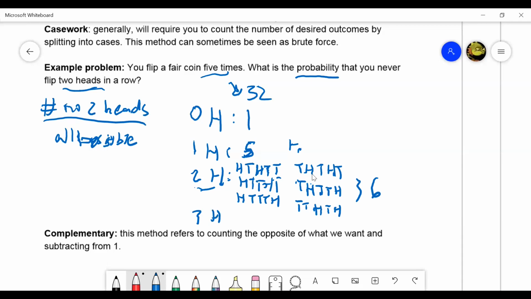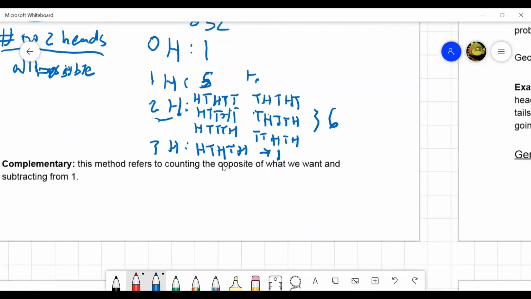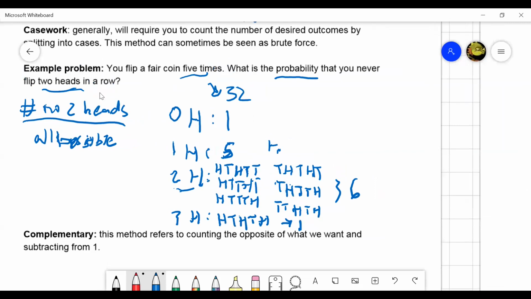And the last case, where you have 3 heads, there's only one way to do this: heads, tails, heads, tails, heads. So this contributes 1 as well. And if you have 4 heads, then you're guaranteed to flip at least 2 in a row. You can verify that. Right now we just add everything up. So it's just 1 plus 5 plus 6 plus 1 over 32, or 13 over 32.